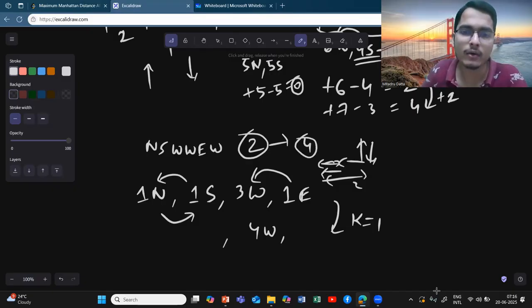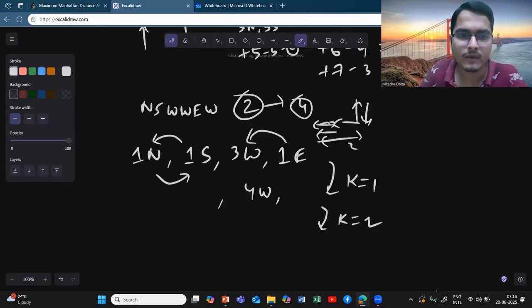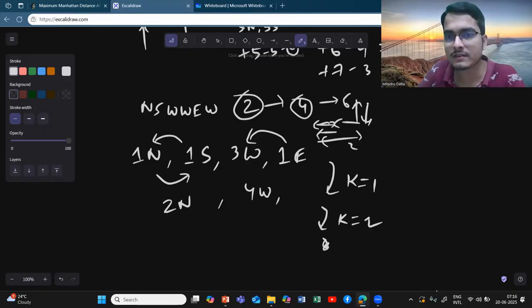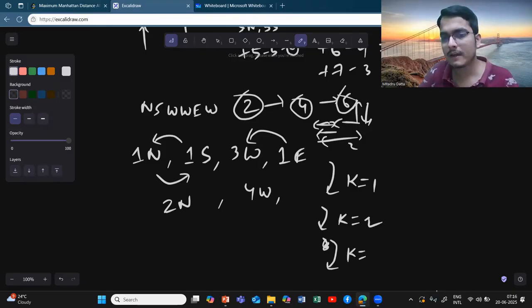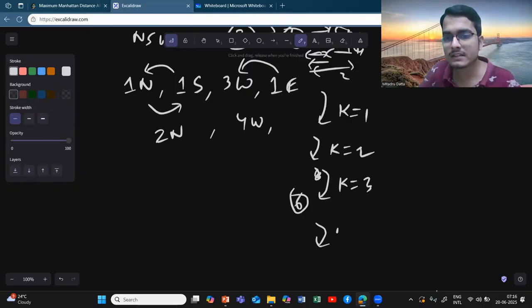Now for k equals 2, if you convert something like 2 north, then you get 2 north and 4 west. For k equals 2, the answer increases to 6. That is the maximum you can achieve. Now if you take k equals 3, still the answer is 6. Even if you go for k equals 100, the answer is still 6.